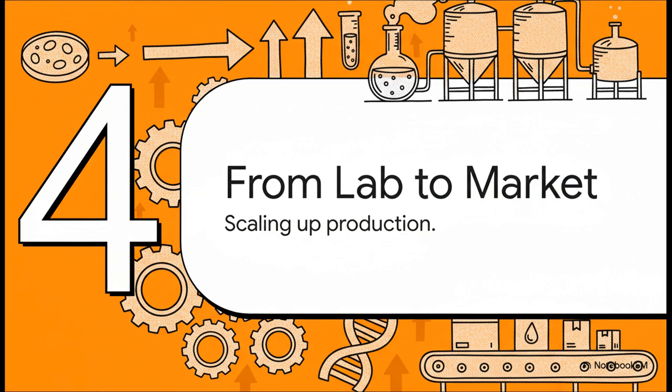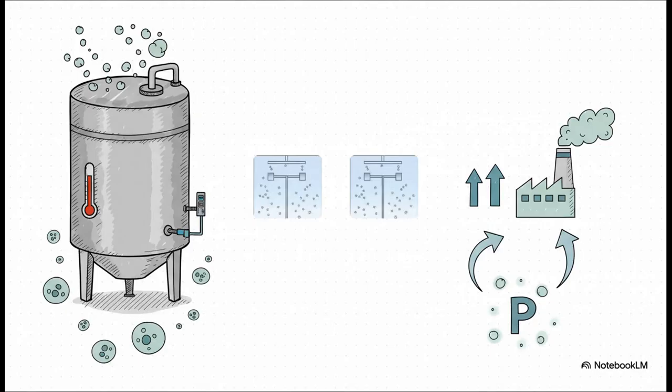So, we've done it. We've successfully made our genetically modified organism in a lab. That's a huge step, but it's still just in a tiny test tube. To actually make enough product to help people, we need to think bigger, a lot bigger. How do you go from the lab bench to an industrial scale? The answer is a bioreactor.